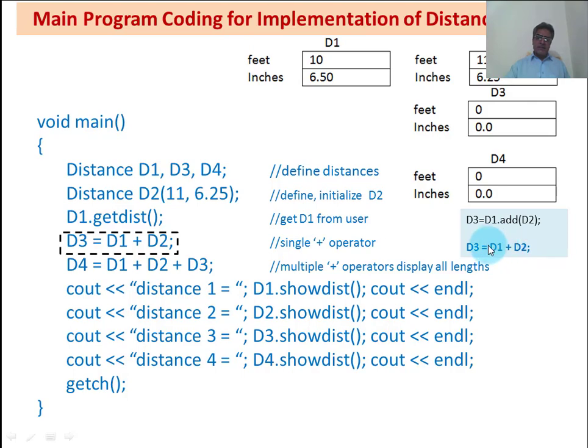The duty of the first operand is to activate the plus operator and pass the value of D2. As we saw, D1 was activating the add function and the value of D2 was passed to the add function. Here D1 is activating the plus function and the value of D2 is passed to the plus function. The result will be returned after addition and assigned to D3. So at this place D1 is calling the plus operator and passing the value of D2.